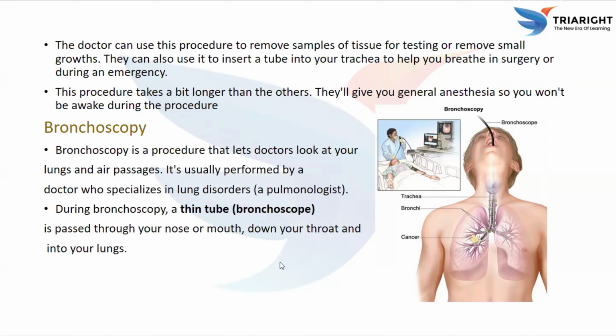Now what is the route of insertion? It is passed through the mouth or nose, down the throat and into the trachea, then into the bronchi and lungs. The diagram on the right shows the bronchoscope entering the airway, the trachea dividing into the bronchi, and the area of lung pathology, for example, cancer.